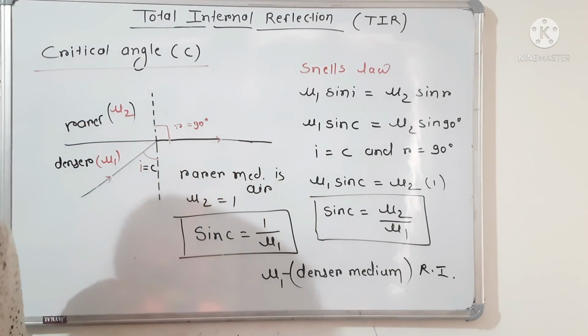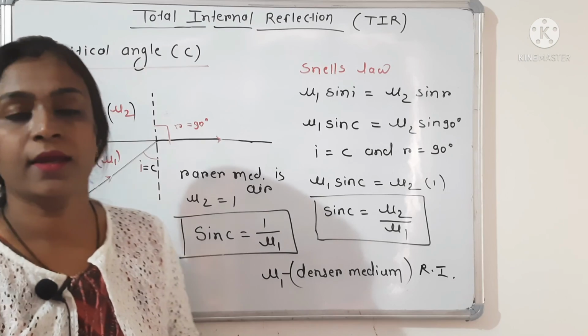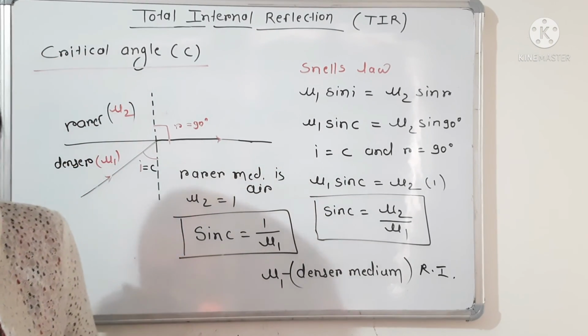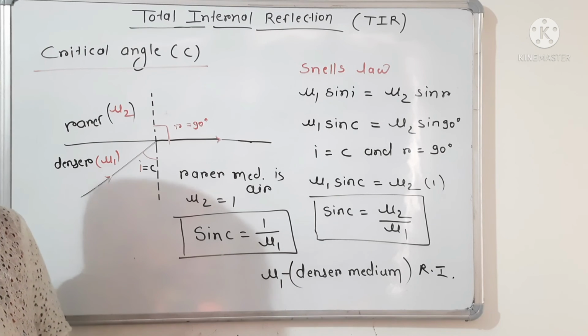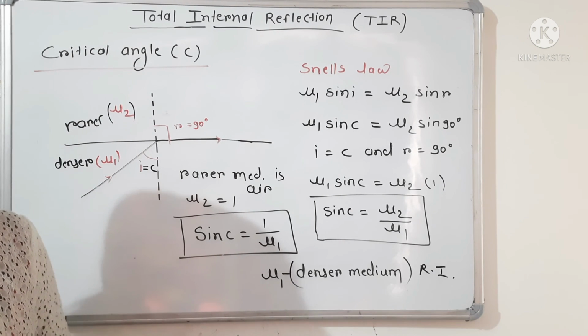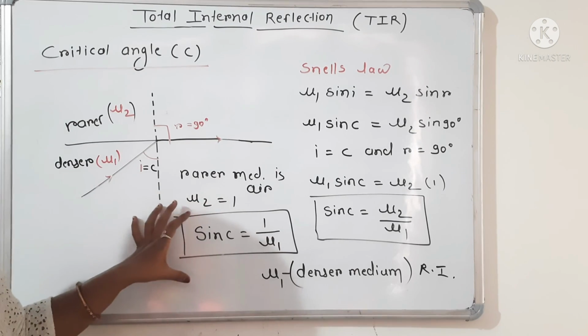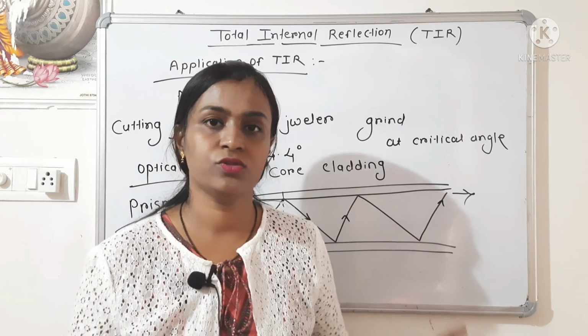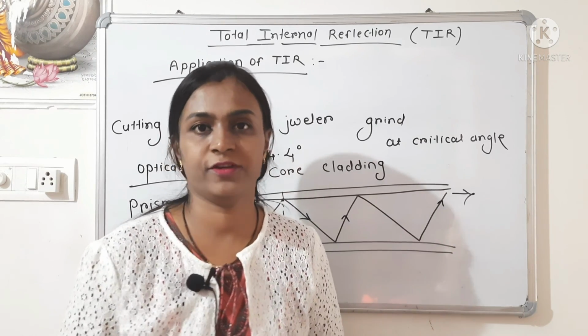Denser medium कोई भी हो सकता है, एयर के अलावा ग्लास है, वाटर है, different denser medium, and for that denser medium we can calculate the critical angle. So this is the derivation of the critical angle. So this is all about total internal reflection.